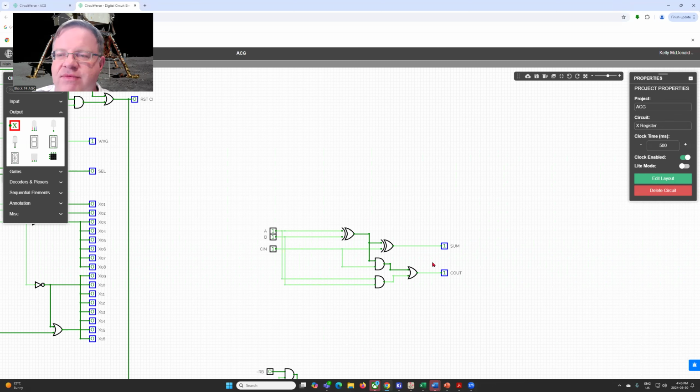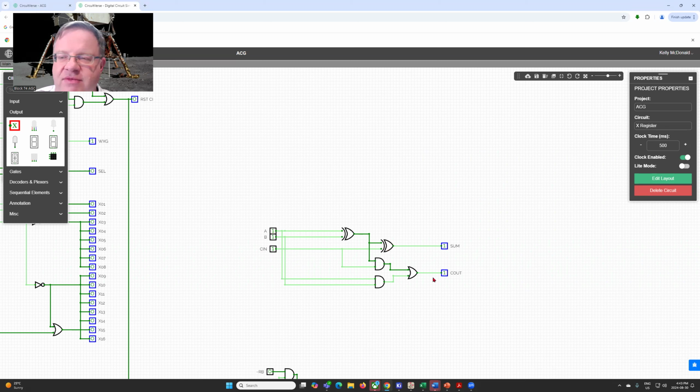Here we have a logic diagram of what's called a full adder. A full adder allows us to have a carry in bit. We have our A bit, which is one of our operands. We have our B bit, which is our second operand. And then we have our C in, or carry in. That's the difference between a full adder and a half adder. A half adder doesn't have a carry in. It just has our carry out. So those are the two outputs of an adder.